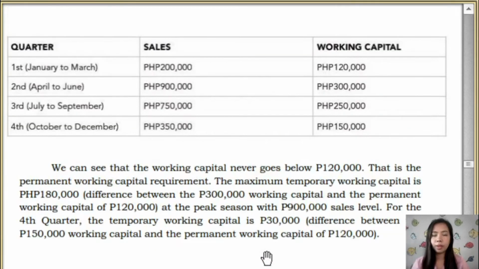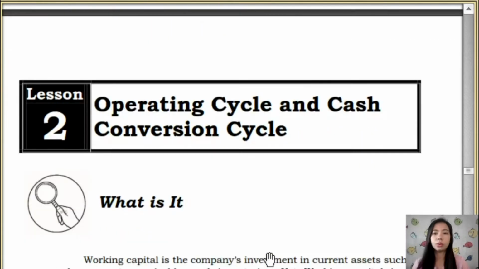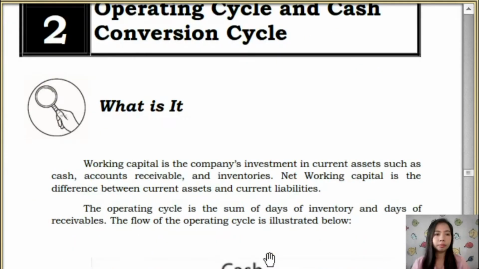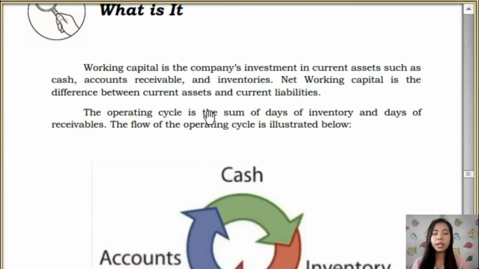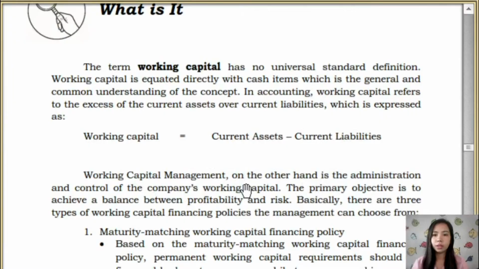Okay, so next po tayo. Let's go now to lesson 2, operating cycle and cash conversion cycle. Working capital is a company's investment in current assets such as accounts receivable, inventories. Alam nyo na yung mga current assets na yan. Net working capital is the difference between current assets and current liabilities. So, yun yung binigay kong equation kanina. Lagi natin tatandaan yan. So, puro current lang. Hindi ka magle-less dyan ng non-current.